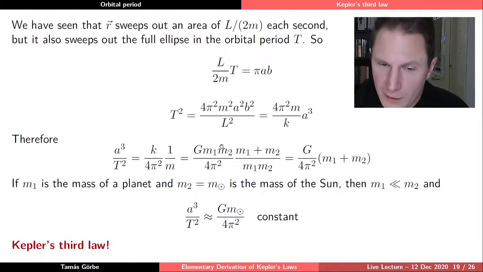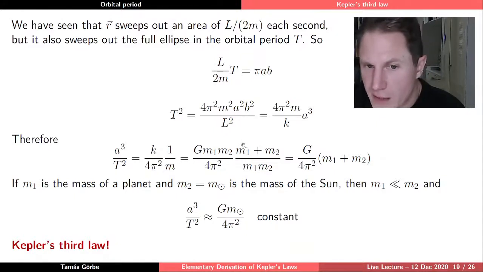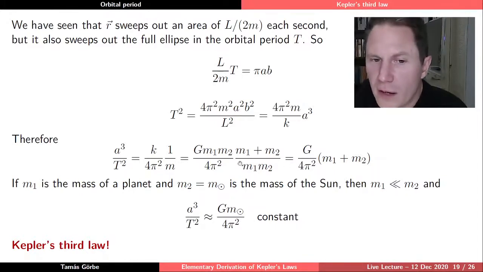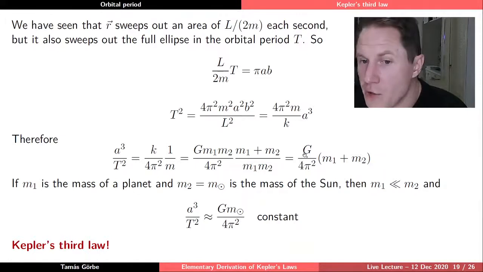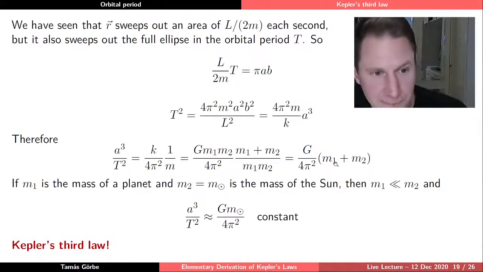M1 and M2 are the two masses that were involved in the two-body problem. And the reciprocal of the reduced mass is of course just the sum of M1 and M2 divided by the product of M1 and M2. And you can notice that the product of M1 and M2 cancels. So what we are left with is G over 4 pi squared times the sum of the masses.